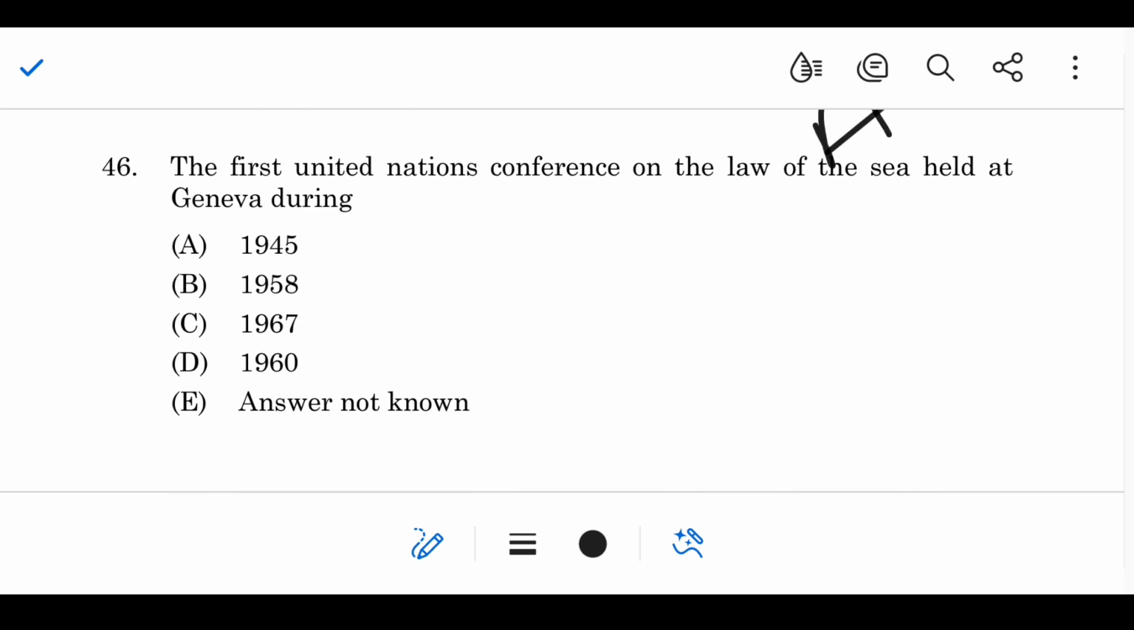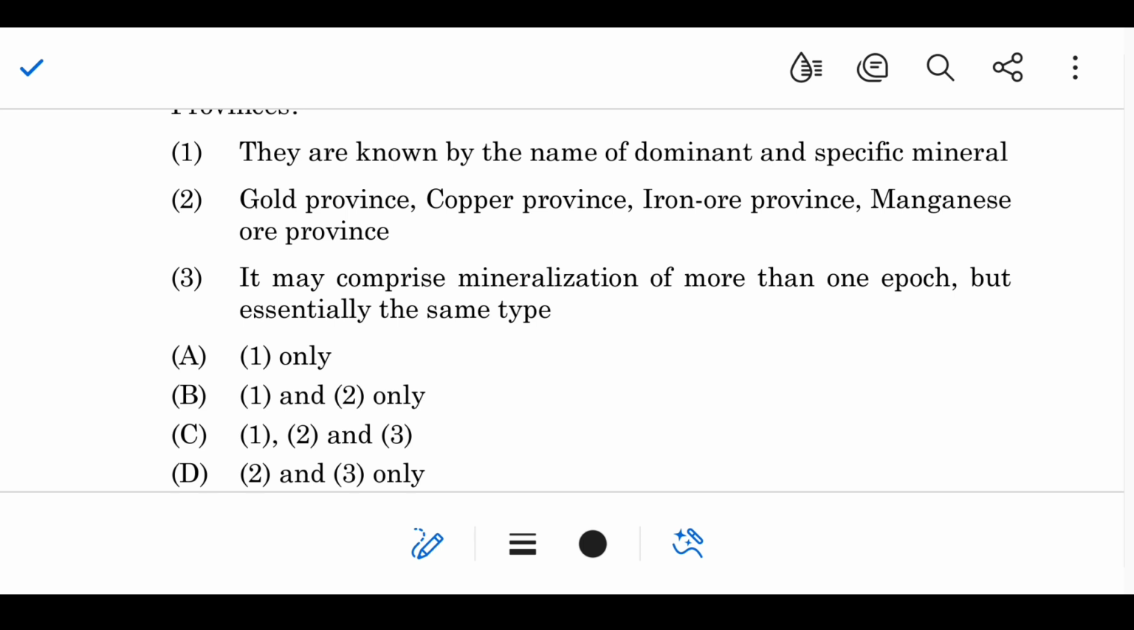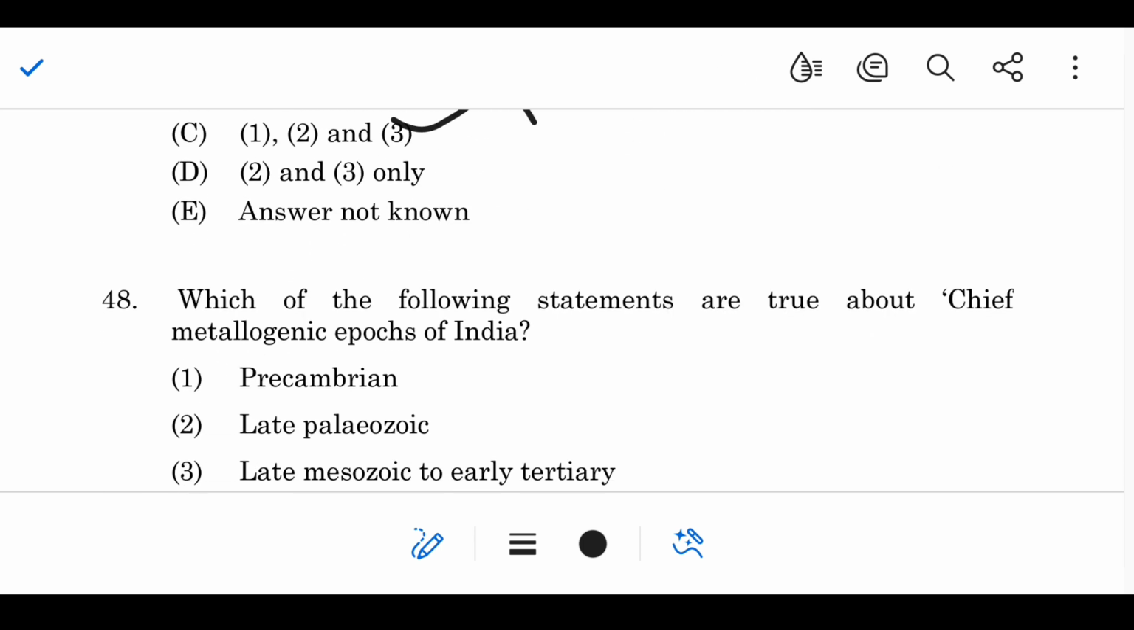Okay. The first United Nations Conference on the Law of the Sea was held during 1958. Next one. Which of the following statements are true about metallogenic provinces? There are 3 statements given. They are known by the name of the dominant and specific mineral: gold provinces, copper provinces, iron ore province, manganese ore province. It may comprise mineralization of more than one epoch, but essentially the same type. So 1, 2 and 3 are correct.